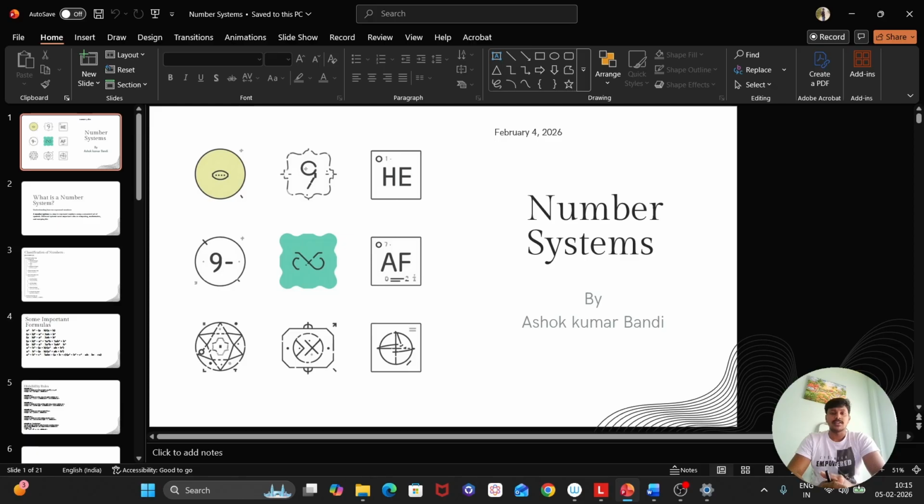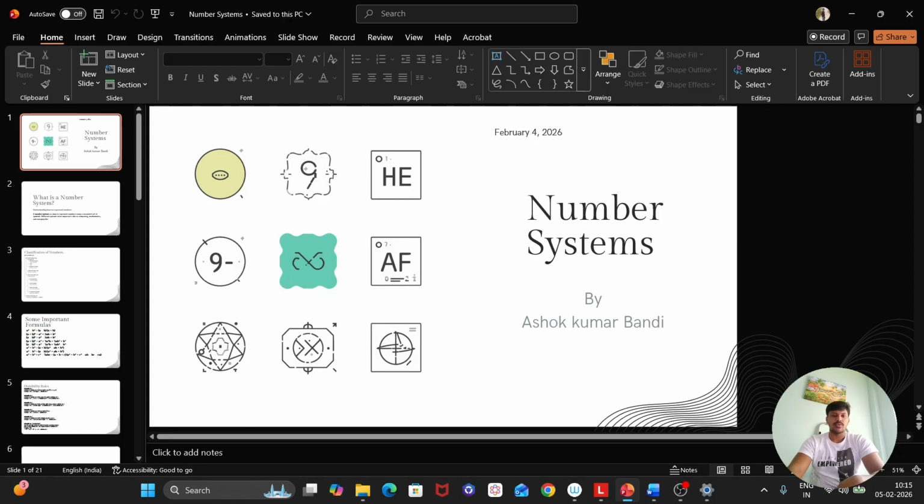So today we are going to discuss the topic number system. We are going to divide this topic into two parts. In the first part, we are going to learn what is what, like what we are going to cover, these kind of things. In the second part, we are going to practice. Before moving on, I would like to show you what we are going to cover here.